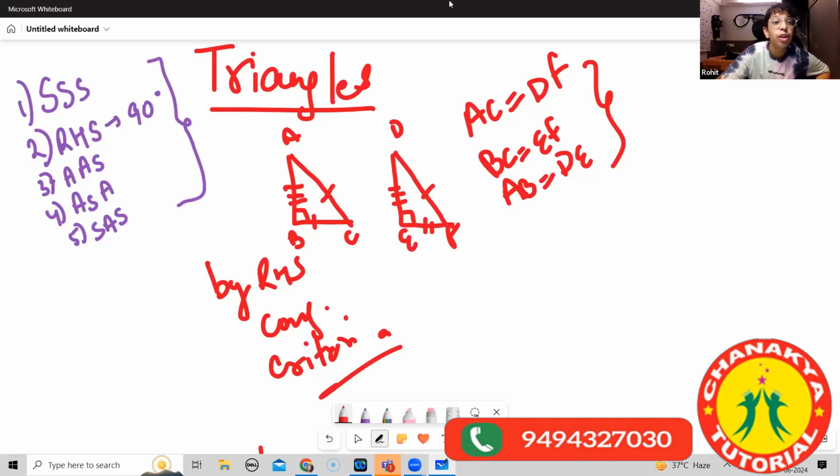Ma'am, left hand side will also be the same, right? Left hand side, only sides are. Angle also, if you will write angle A is equal to angle D, angle C is equal to angle F, and angle B is equal to angle E.